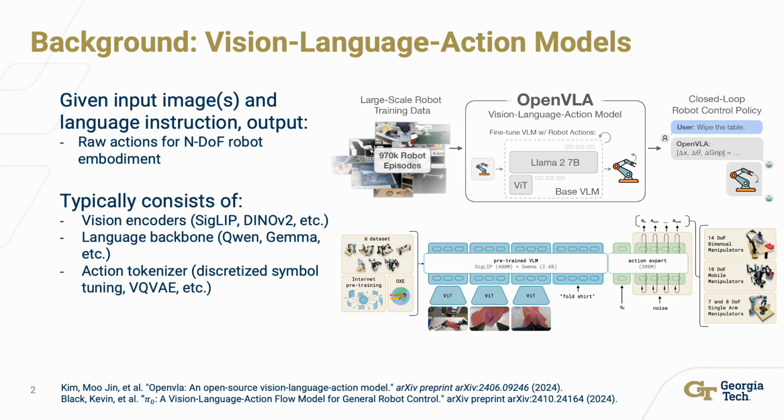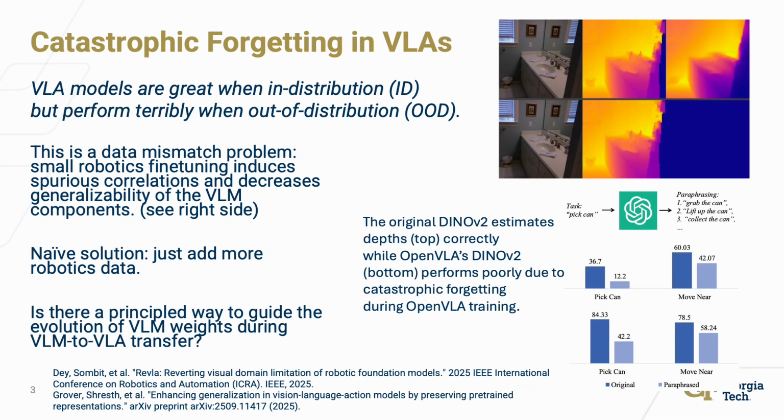These models typically consist of pre-trained vision encoders and language backbones as well as a bespoke action tokenizer. A widely observed phenomenon in VLA models is that they do not generalize well when out of distribution. The predominant hypothesis is that the data mismatch of internet-scale vision language data and small-scale robotics data induces spurious correlation and damages the learned priors and pre-trained components.